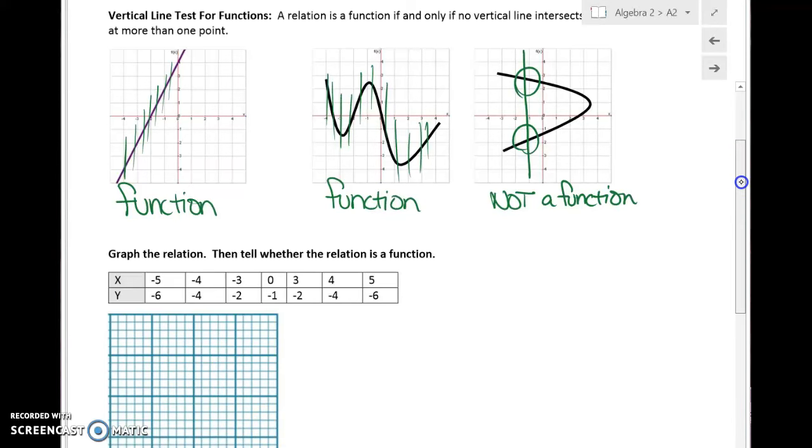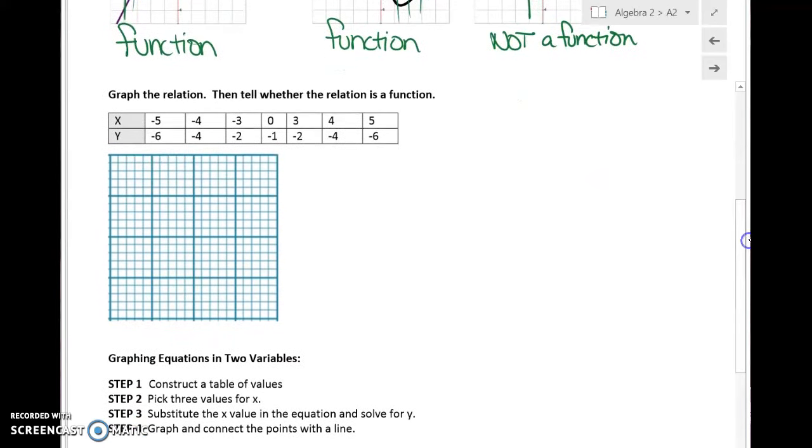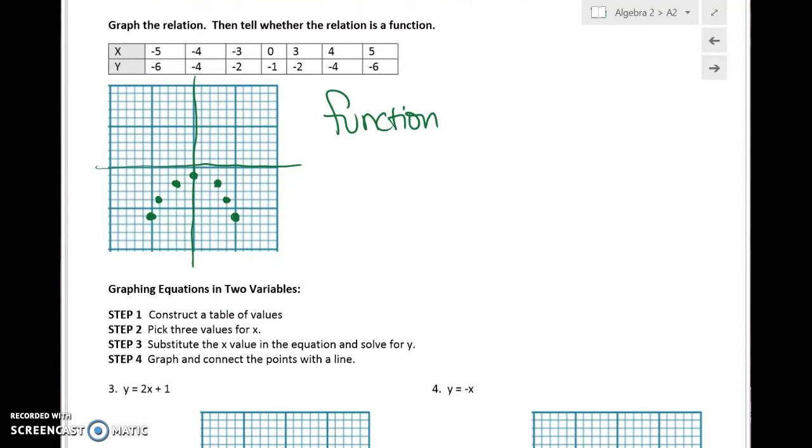Okay, the next example, it says graph the relation, then tell whether the relation is a function. So take a moment, plot these points, and then decide, is it a function, yes or no? Because there are no repeated x values and the vertical line test does not go through 2 points at one time, this is a function.